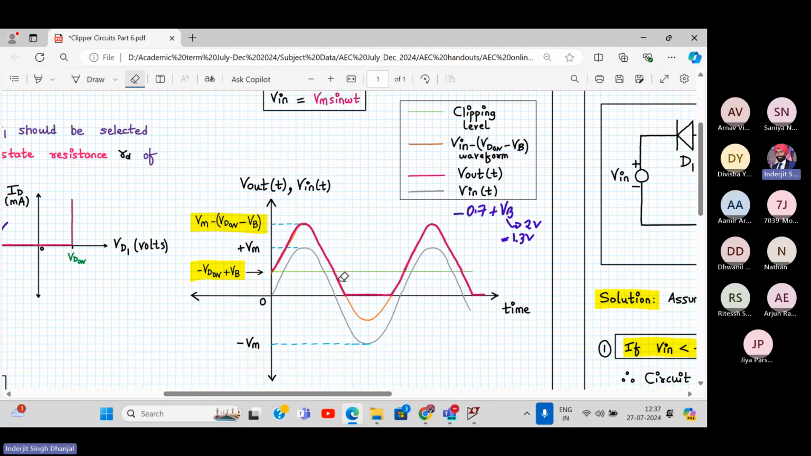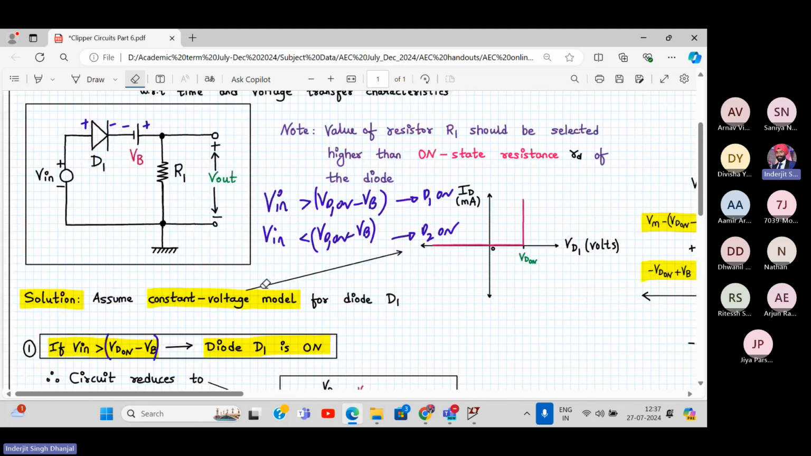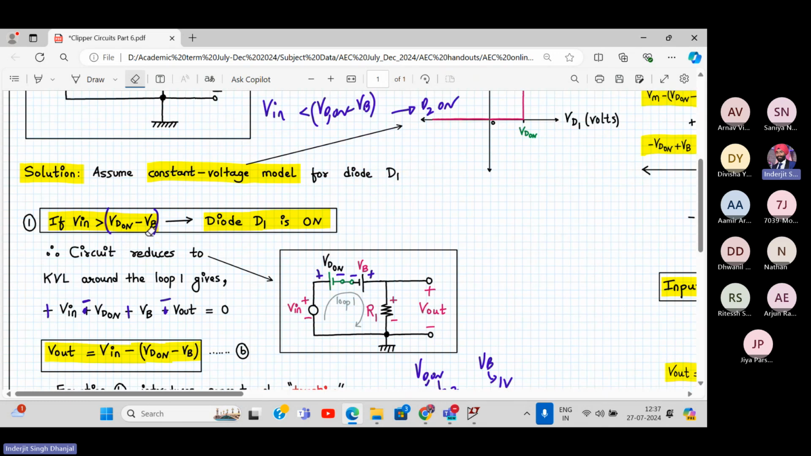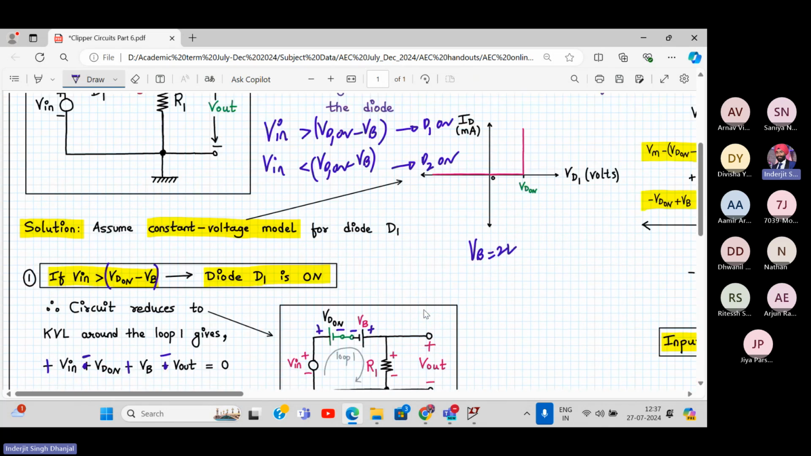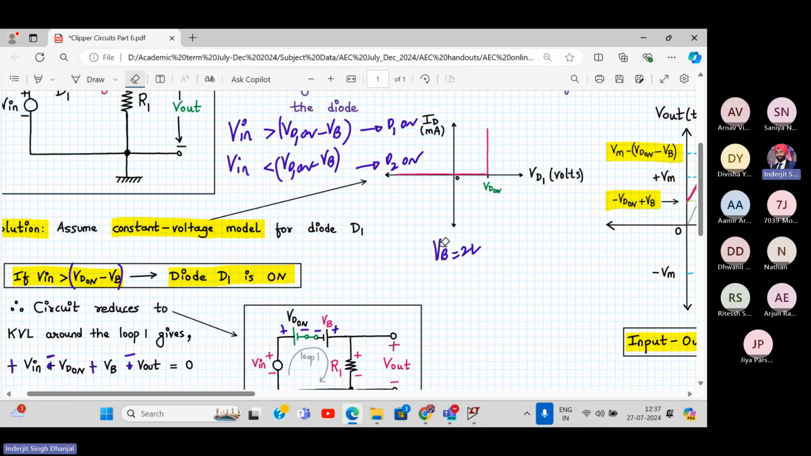Now about this level over here, when we say V in greater than VD on minus VB, what is VD on minus VB over here? Let's consider VB as 2 volt only. So this is 2 volt. How much will this be? 1.3, right? Minus 1.3. So V in has to be greater than VD on minus 2 volt, that is 0.7 minus 2. So that will be minus 1.3 volt. Or V in less than minus 1.3 volt.